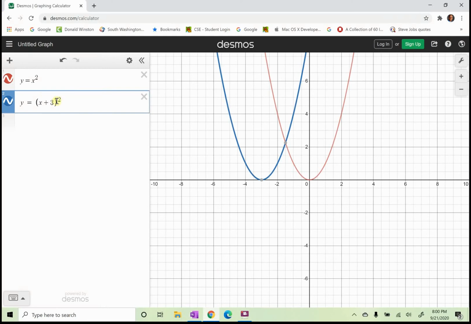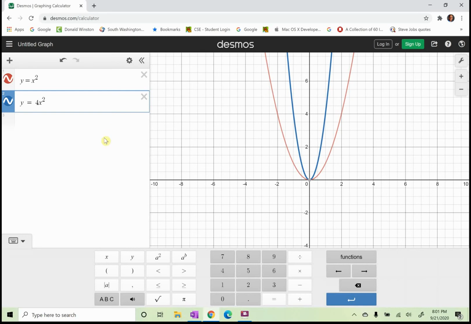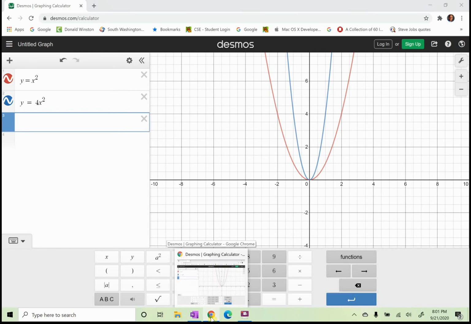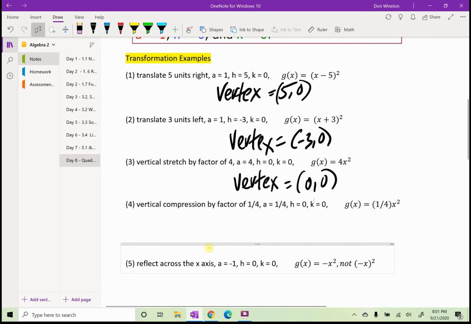So you'll see what I mean. So this would be 4x squared. We stretched it by a factor of 4. Notice the blue graph is like we took that red graph and we pulled up on it. We stretched it there. But notice that the vertex, H is 0 and K is 0. The vertex is still 0, 0. So now my vertex is equal to 0, 0. Still, vertex equals 0, 0.